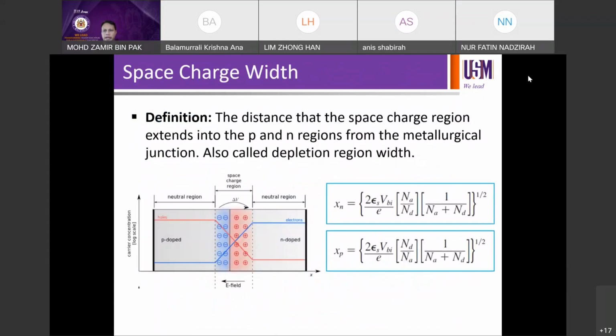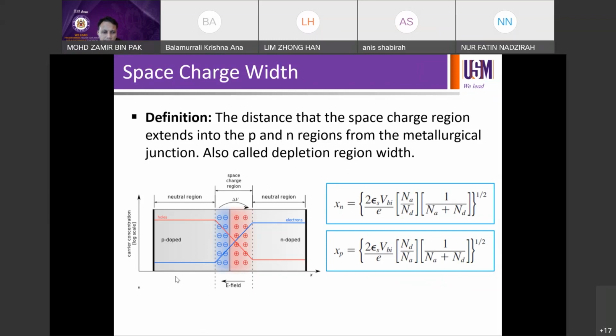Right, so let's move on to the next one, space charge width or depletion region width. Same thing. If you encounter a space charge region or depletion region, same thing, right? So the definition of this space charge width is actually the distance that the space charge region extends into the p-type region and n-type region from the junction, from the border, if you like. So also called depletion region width.